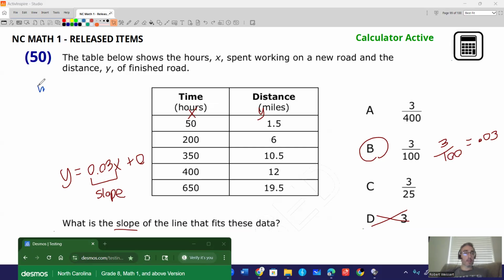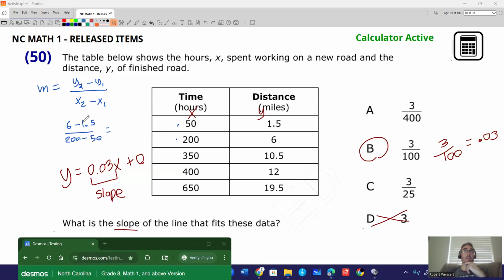Slope is the distance between the y values, so y2 minus y1, divided by the distance between the x values. And because this doesn't have data all over, this is a straight line, you can literally pick any 2 points and work with it. So let's say I want to do the distance over time. So I'll just do the first 2 here. So I'm going to do 6 minus 1.5 divided by 200 minus 50.